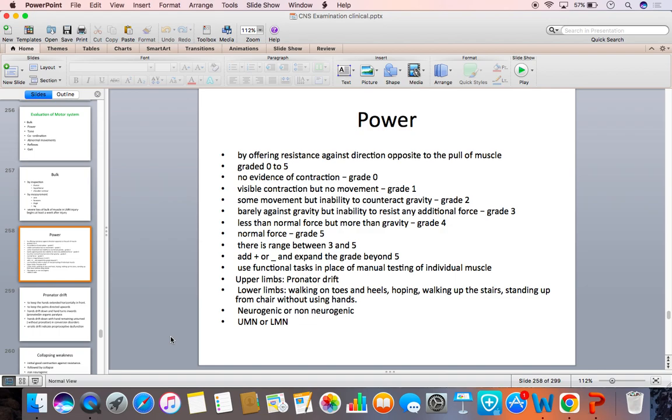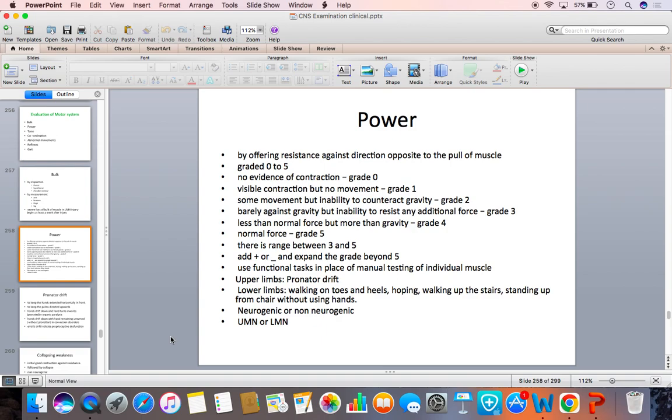Then pronator drift, pronator drift in the upper limbs. This also helps to assess the power. What it is, we will tell you. And it helps you to differentiate whether the weakness is functional or organic.